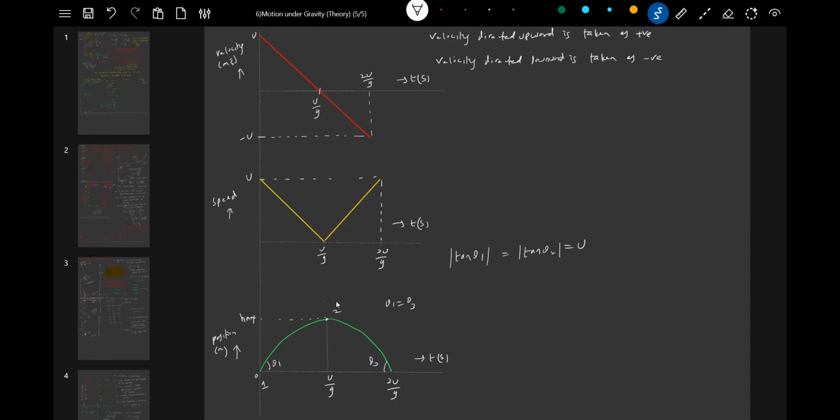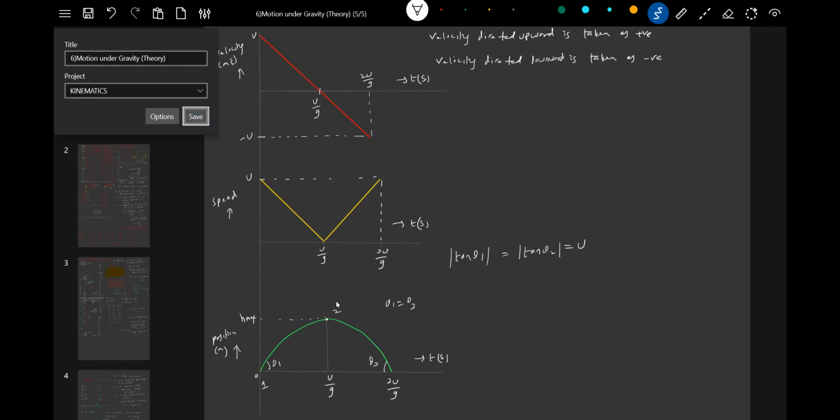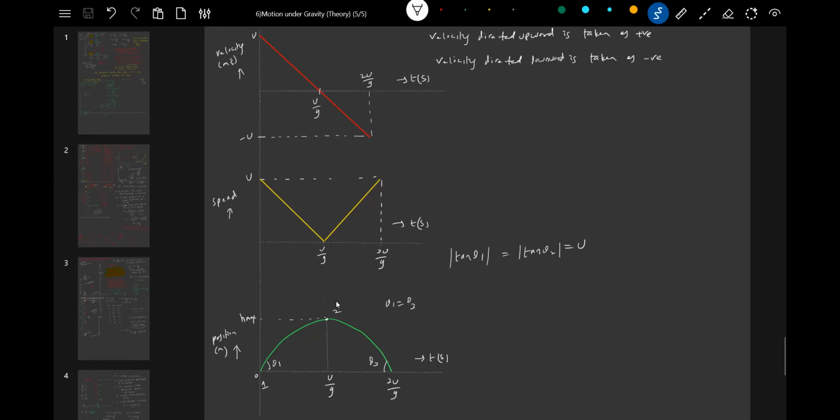Because the direction of motion changes after this. So what is 1 to 2? Retarding motion. 2 to 3 will be accelerated motion. Okay, this is about the vertically projected body. If a body is projected vertically from a certain height, we'll get a condition like this.